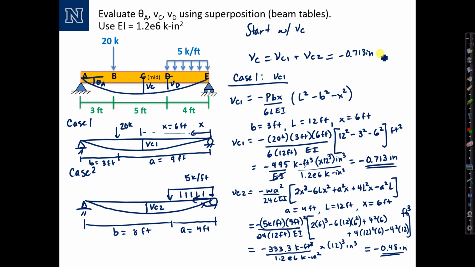To summarize, the total deflection: VC1 is negative 0.713 inches, and VC2 is negative 0.48 inches. Add them together and you get VC equal to negative 1.193 inches.